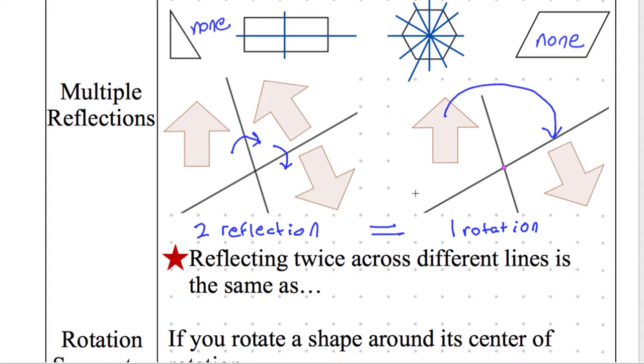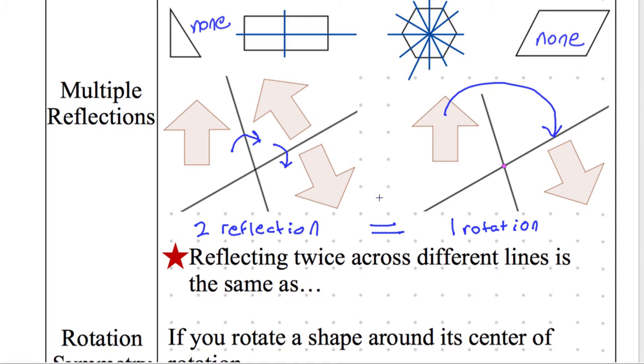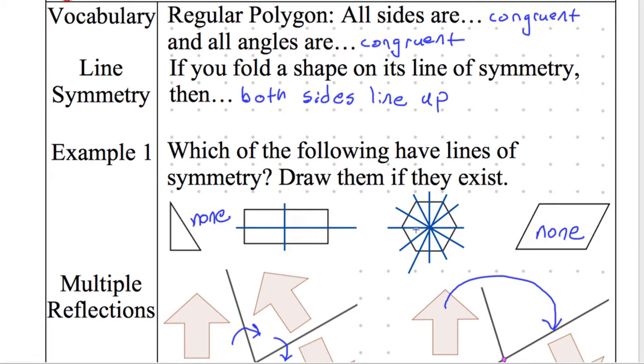And the coolest part yet is that the center of rotation is where those two lines of reflection intersect. This line and this line intersected at this point. I call that point L on GeoGebra. This point is the center of rotation. So to find the center of rotation, look at the lines of symmetry, which we just talked about. Where those lines of symmetry meet is the center of rotation.